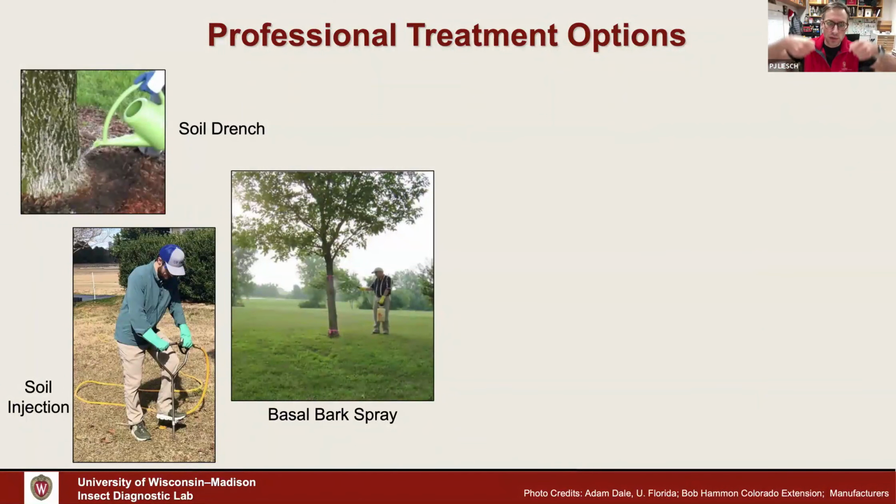There's soil injections where you use what looks like a giant syringe. You push down into the ground. Basal bark sprays for dinotefuran: you can see the guy is just spraying about the lower 5 or so feet of that trunk, and it's going to absorb through the bark and then move upwards into the canopy.